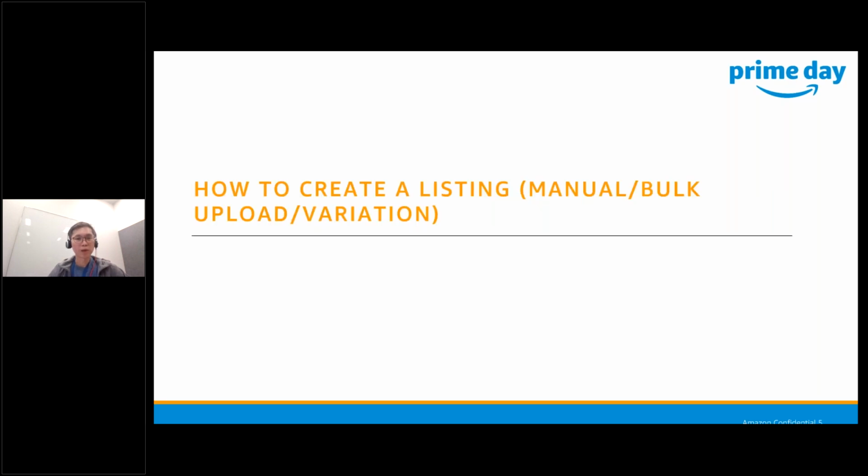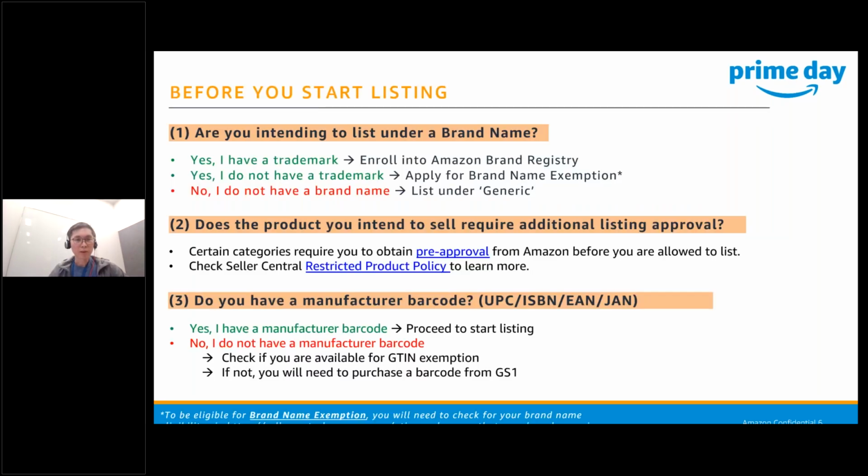All right, firstly, we will go through the steps on how to create a listing. Before you start your listing, there are a couple of questions that you need to ask yourself. The three main questions you should think of are: are you intending to list it under a brand name? Does the product you intend to sell require any additional listing approvals? And lastly, does your product have a manufacturer barcode?